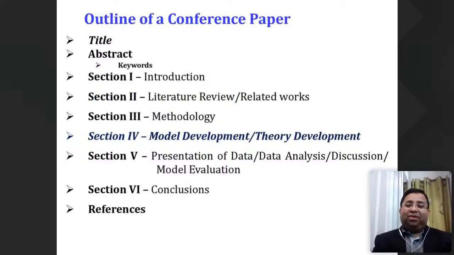Okay. Now come to the point, outline of a conference paper. You remember what our target is today? Our target is the conference abstract. So we would like to design the conference abstract, but before going to the abstract, we have to confirm the other parts of the conference paper. Usually in any conference outline, the title must be there, the abstract will be there, and then introduction, literature review or related works, methodology, model development, theory development, and then presentation of data, data analysis, discussion on model evaluation, conclusion as well, and finally the references.